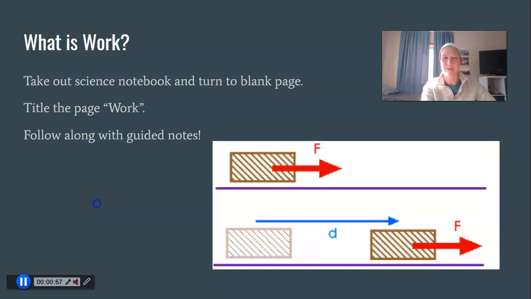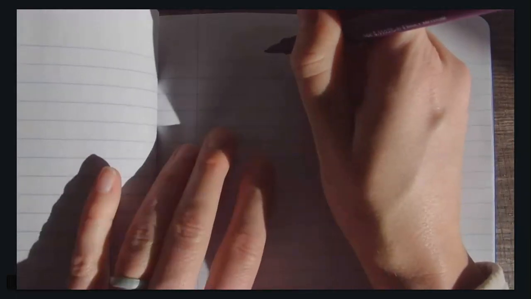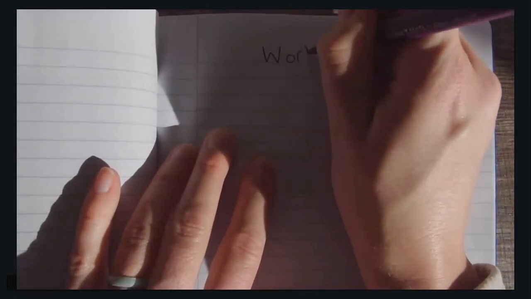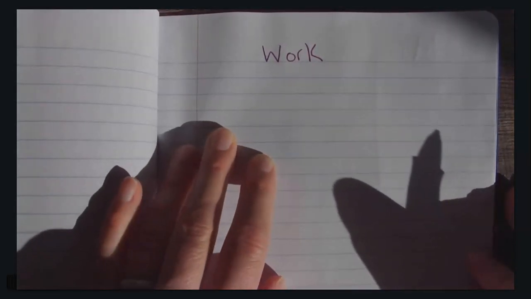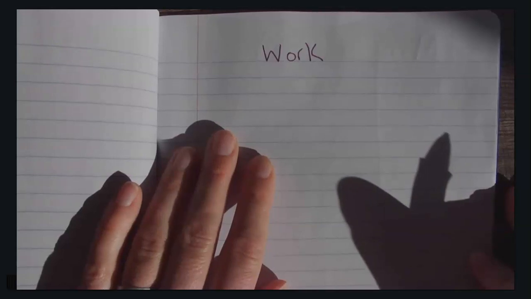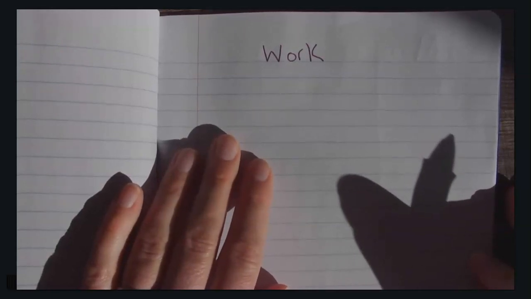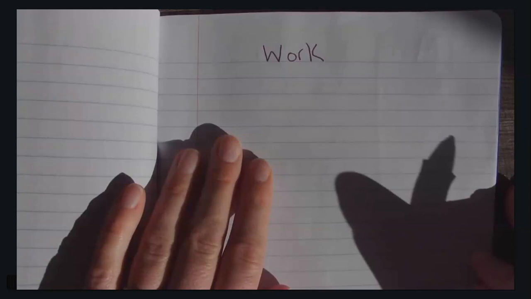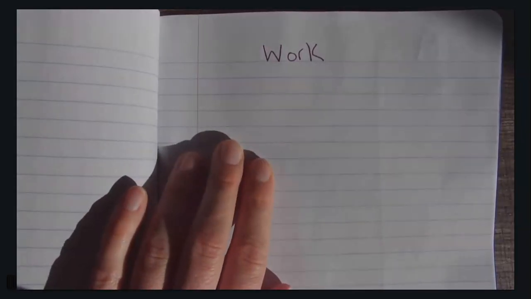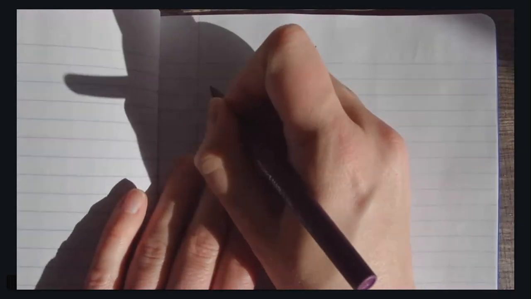I'm about to switch over to the DocCam here so I can take the guided notes along with you. Alright, so I've switched over to the DocCam. I have my blank notebook page. We are going to title this one Work. Now, work in the world of physics and forces, and really what we've been working on lately, is a bit different than work in going to a job. So work in physics is really when a force is exerted on an object and that object moves a distance. That is when work is being done.